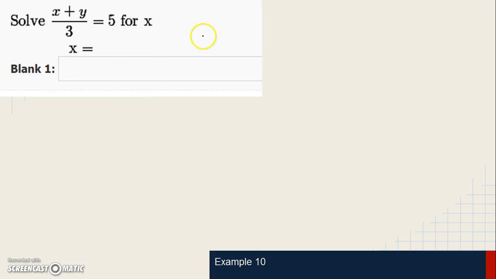Example 10. I see already that the variable I'm solving for is on the same side that it's going to be in when we finish. So I'm going to rewrite it just the same. Now I've got to eliminate what comes first in reverse PEMDAS. I'm going to throw this in parentheses since they're both being divided by the same value.